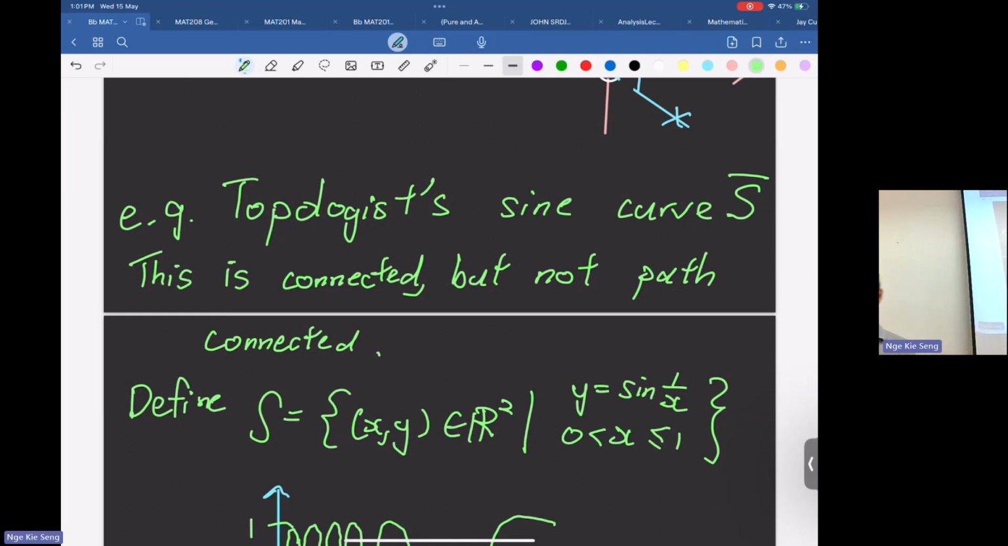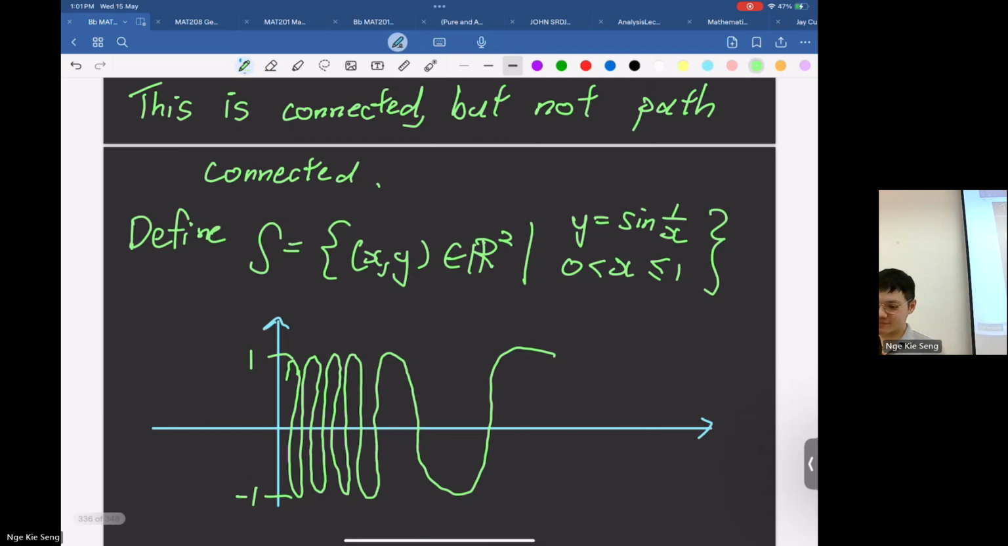Okay, so how? Let's add this line in, and call this S bar. So meaning what? In this oscillation here, for any two points I can find a path, right? For any two points here, I just follow the graph. It's my path. So the problem is the point on this closure and any point on the oscillating part.